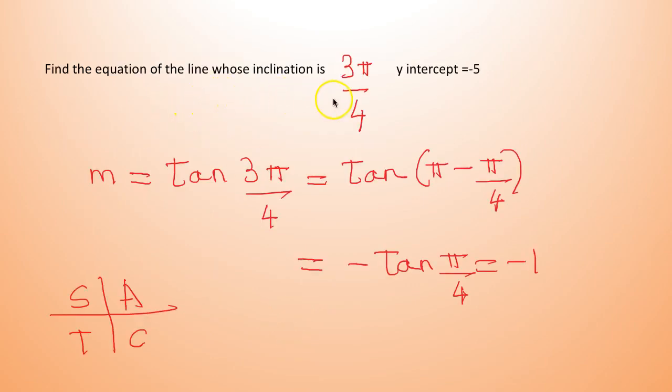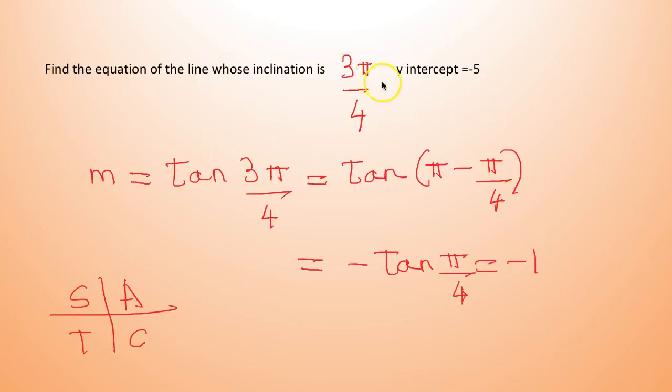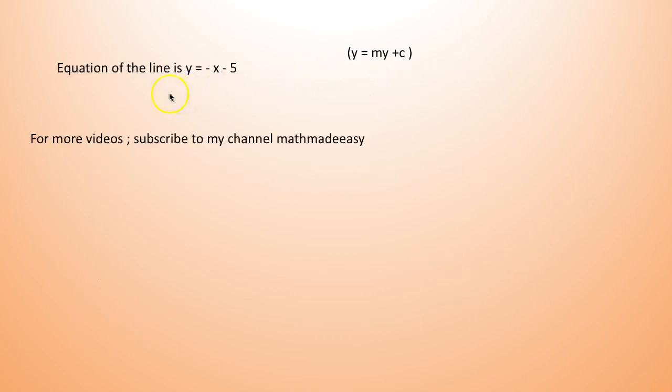Find the equation of the line whose inclination is 3 pi by 4, y-intercept is minus 5. Now slope is m, which is tan 3 pi by 4, that is tan (pi minus pi by 4). It's in the second quadrant, tan is negative, so it is minus tan pi by 4, which is minus 1. So your slope is minus 1. So comparing with y equal to mx plus c, equation of the line would be y equal to minus x. The y-intercept is minus 5. So y equal to minus x minus 5.